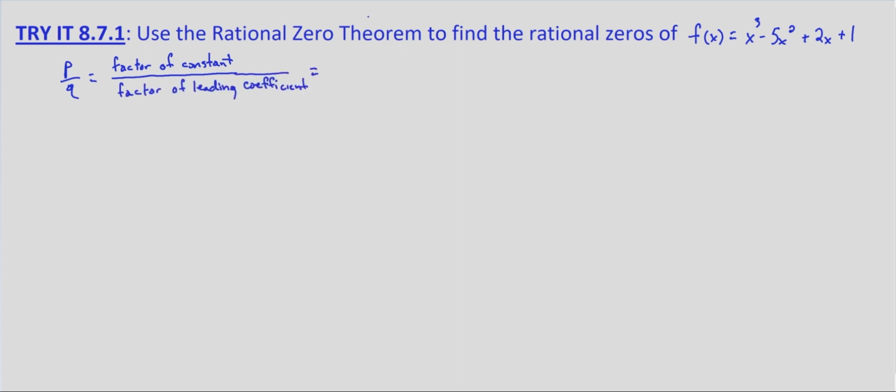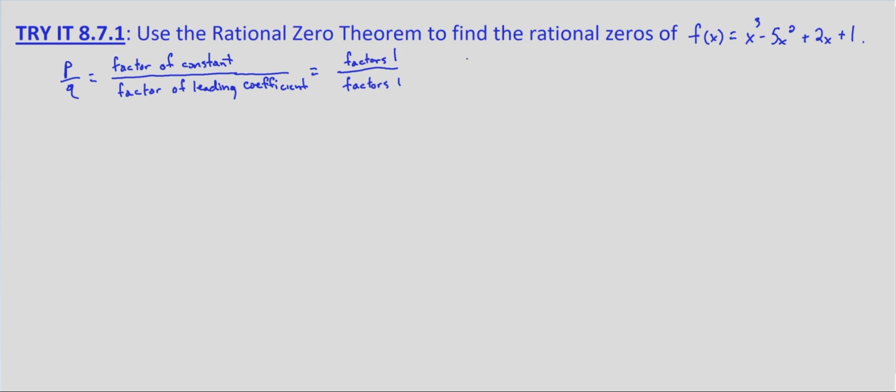So in this case, we're looking at the factors of 1, and it goes without saying that we want to check and make sure that it's in standard form. In other words, descending order of the exponents on x, to make sure we have the correct leading term and the correct constant. So we're looking at the factors of 1 over the factors of 1.